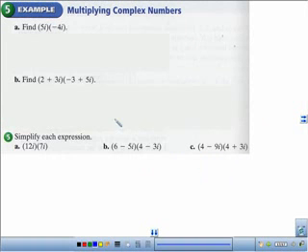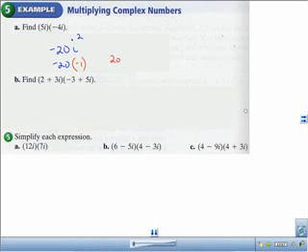Now, multiplying complex numbers. So just multiply the regular numbers with each other. That'll give us negative 20. Then i times i gives us i squared. Then you have to remember, i squared is equal to negative 1. So you have to replace i squared with negative 1. So negative 20 times negative 1 gives us positive 20. That's it.